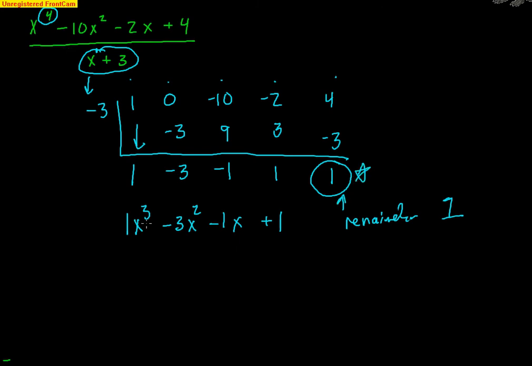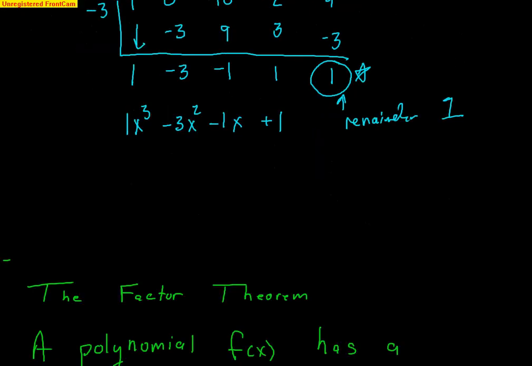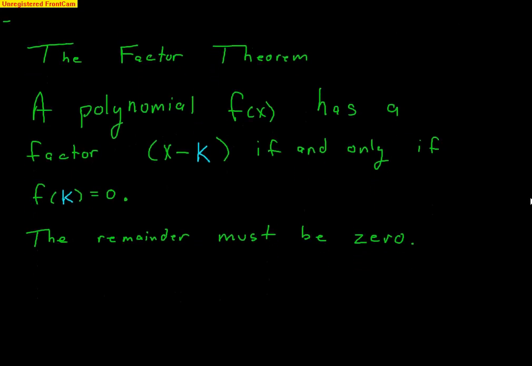So once again, how do I know I became a cubic? Because I started with a fourth degree, I dropped it by one with a linear function, and that takes me down to a cubic. So that's 1x cubed, negative 3x squared, minus 1x plus 1. So my division algorithm gives me my quotient of 1x cubed minus 3x squared minus 1x plus 1, plus my remainder of 1 over my divisor of x plus 3. The quotient is this guy right here, plus the remainder of 1 divided by my divisor. That's using the division algorithm. So hopefully synthetic division should look familiar, and hopefully it was pretty easy.